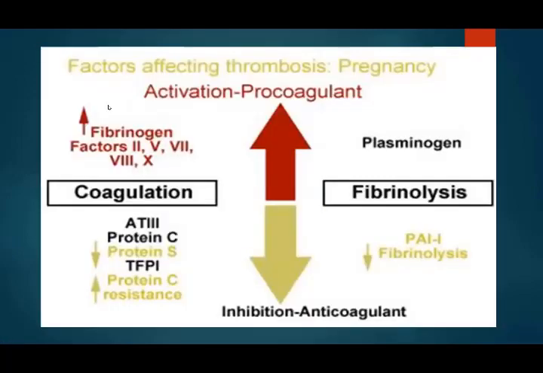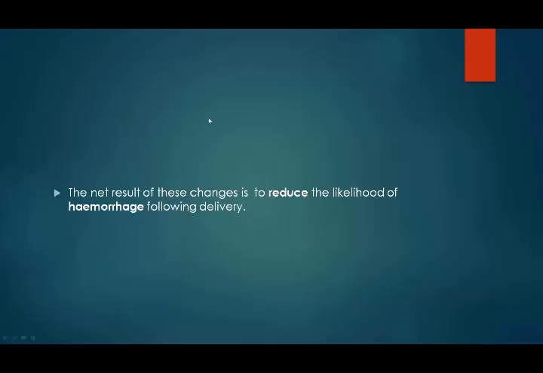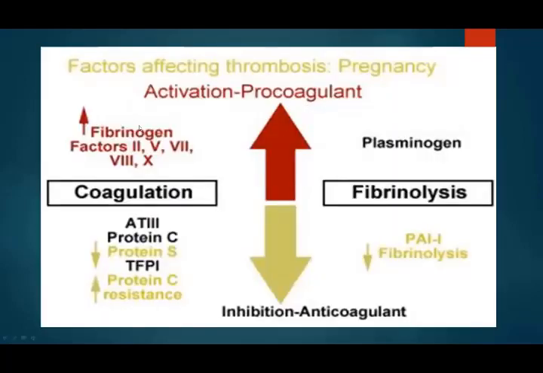You can see there is activation of the procoagulant factors. We can see increased fibrinogen levels and factors 5, 7, 8, 9, and 10. Plasminogen and anticoagulant factors are decreasing, like antithrombin 3, protein C and protein S. They are all decreasing, as well as an increase in protein C resistance.